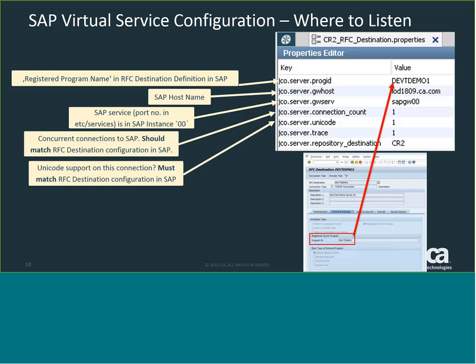JCO server unicode specifies whether Unicode is used in the communication between the SAP client and DevTest. And if we configure Unicode to be used here, it must match the RFC destination configuration in SAP. If it doesn't, we receive the IDocs, but we cannot process them. The trace level specifies the granularity of the traces. JCO trace files are stored in the Lisa Home directory, not the Lisa Temp directory.